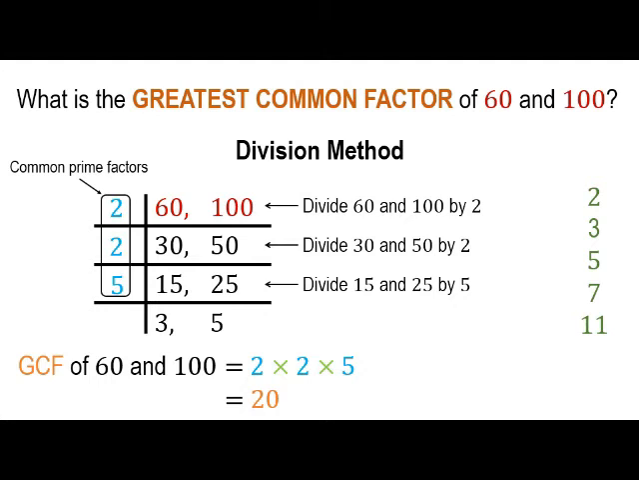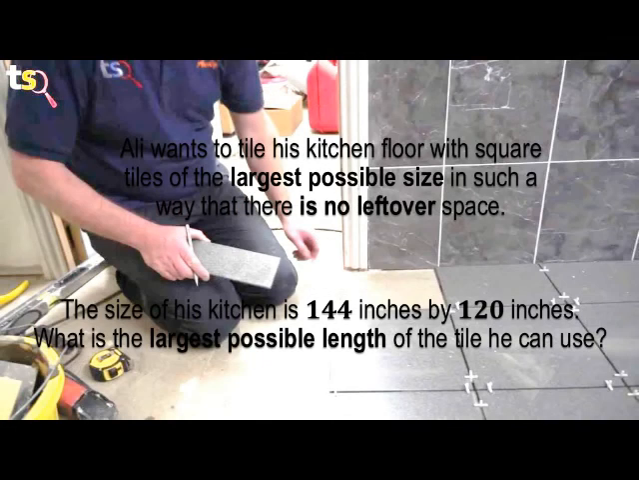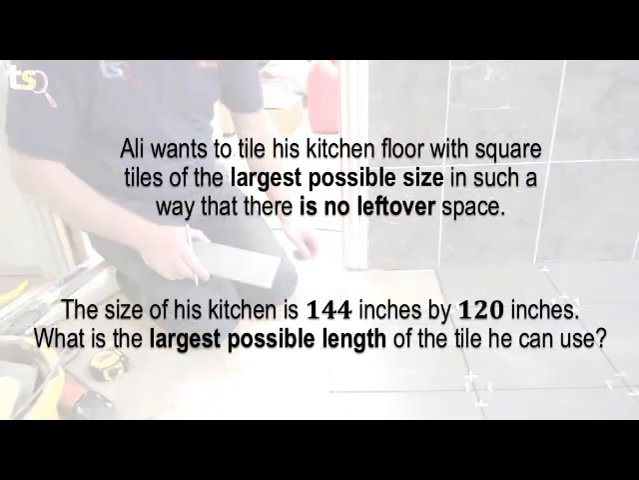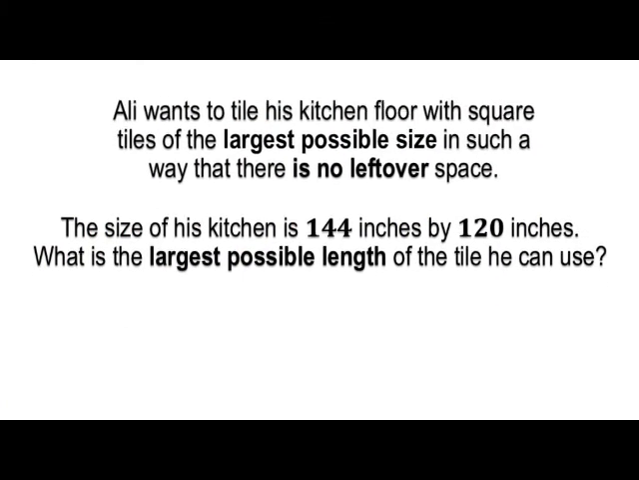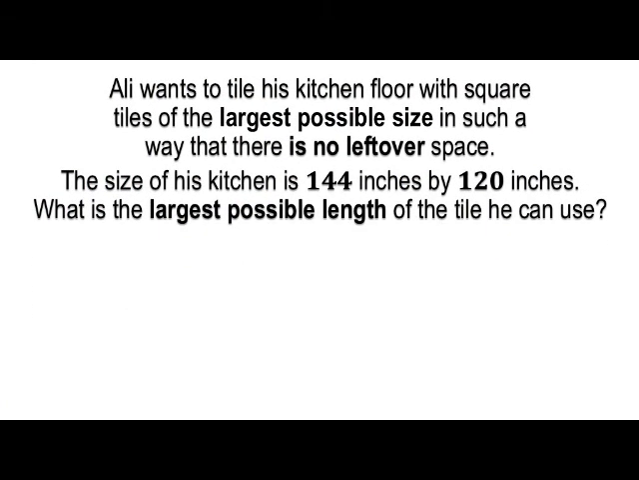Now you have understood what is GCF. Now coming back to the question which we started the video with. So now we can solve this question very easily using greatest common factor. We will find the greatest common factor of these two numbers, 144 and 120, and we have already discussed how GCF is found.